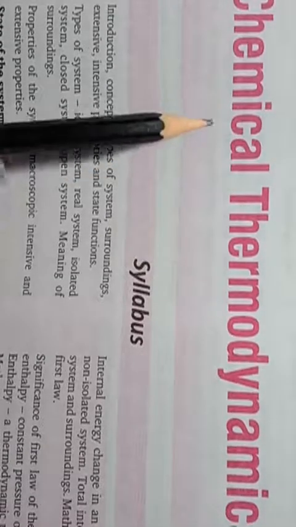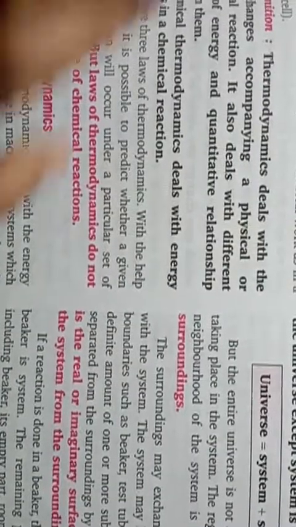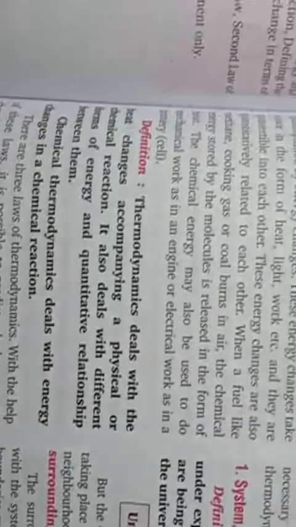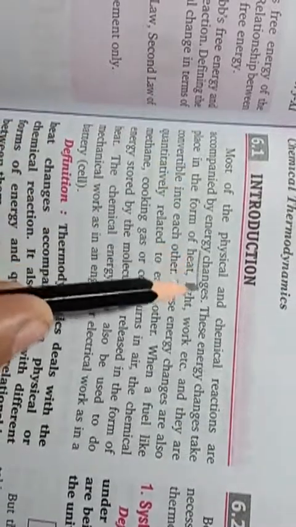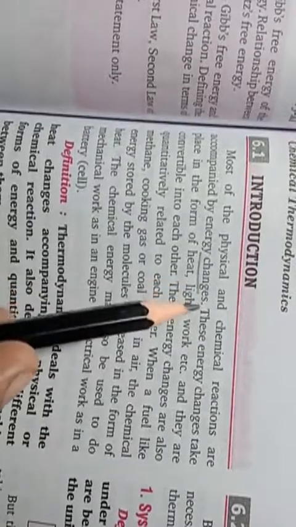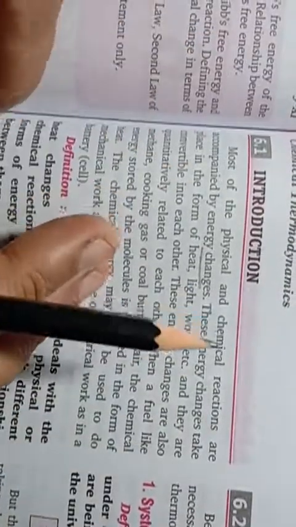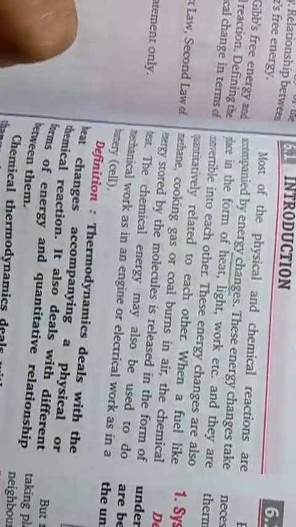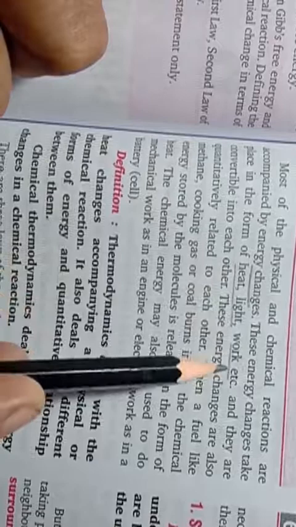Hello children, from today we are going to start a new chapter, chemical thermodynamics. According to this chapter, most of the physical and chemical reactions are accompanied by energy changes. So all the changes, which can be physical or chemical, take place with a change in energy. These energy changes take place in the form of heat, light, work, etc.